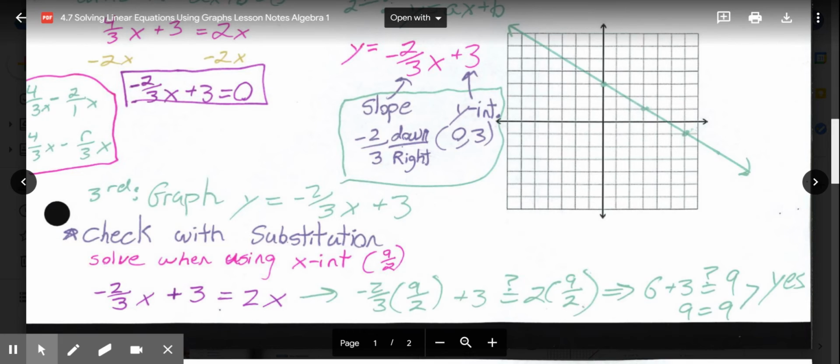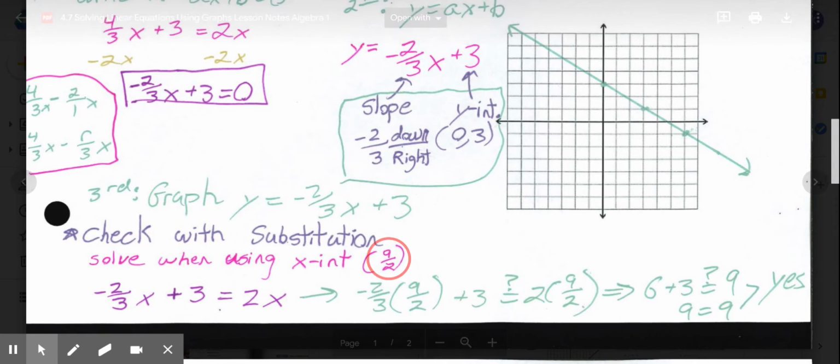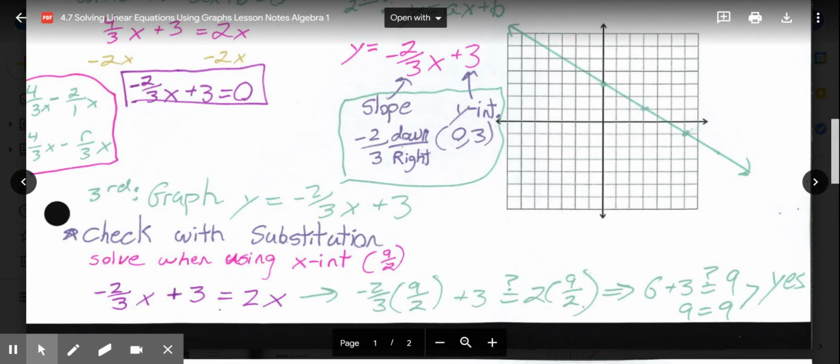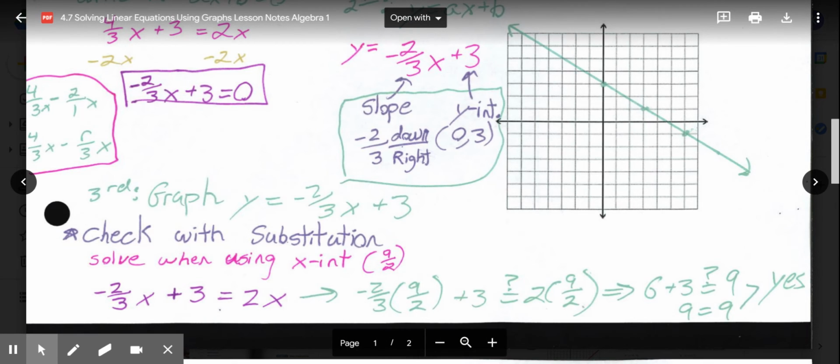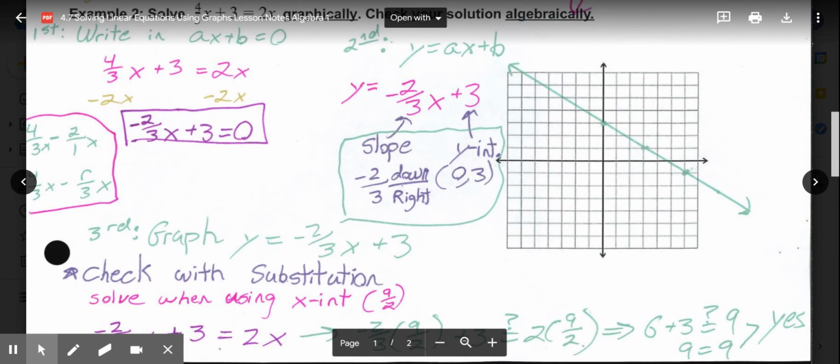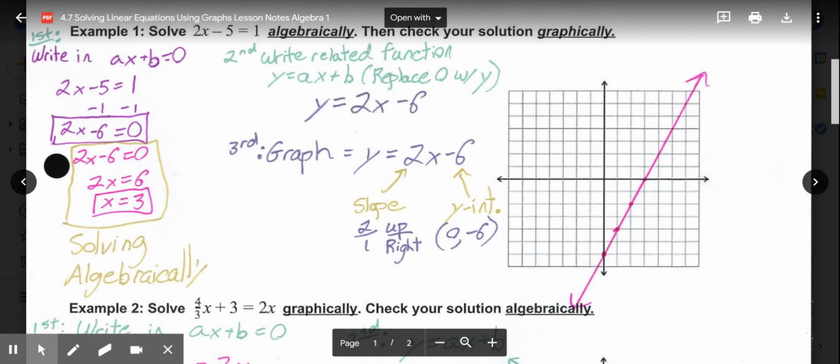So does 6 plus 3 equal 9? Well, 9 equals 9, so yes. So 9/2 for our x-intercept is correct. We graphed the equation, and we checked it algebraically. So 2 ways for each of these that you can do these.